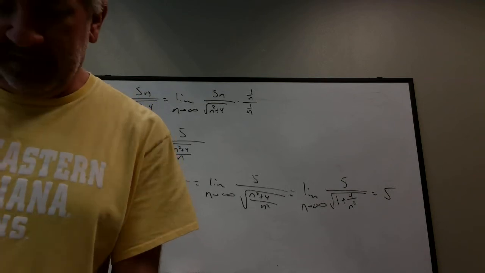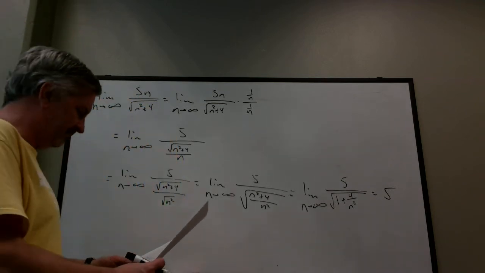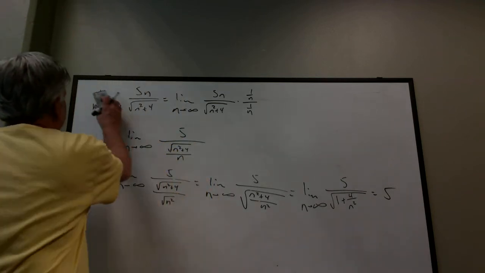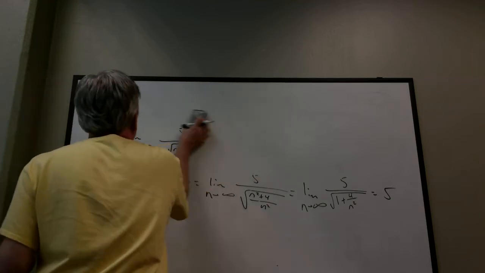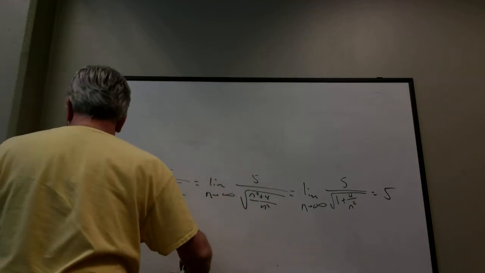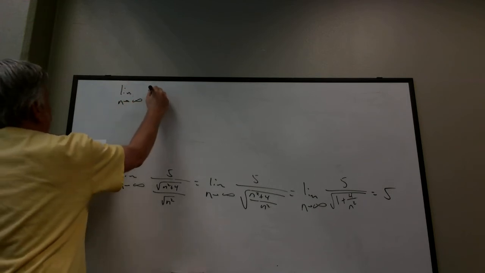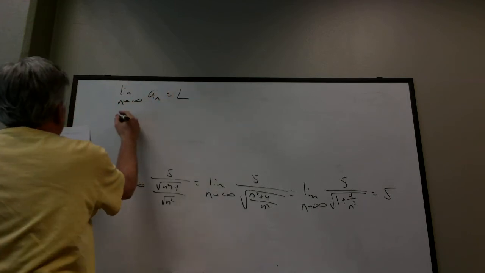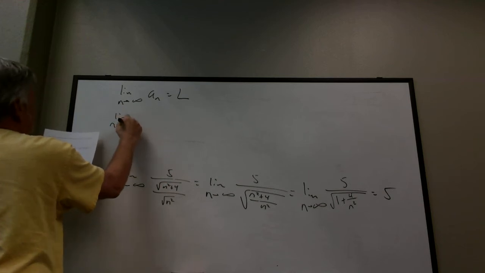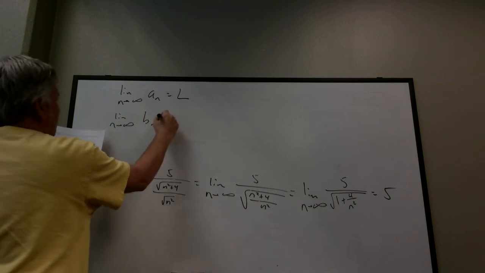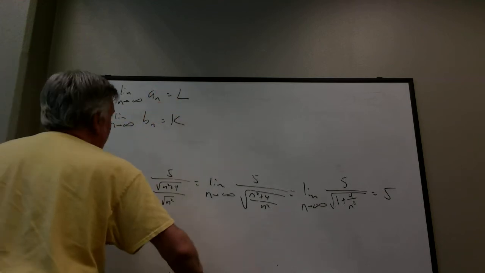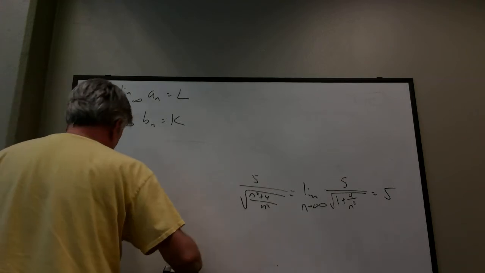Okay, the next thing, I'm not going to write all this down. Let me just write the first one. It says, these are limits of sequences. Suppose you take the limit as n goes to infinity of a sub n and get L. And suppose you take the limit as n goes to infinity of b sub n and you get k. So this is the limit of a sequence, each of these.